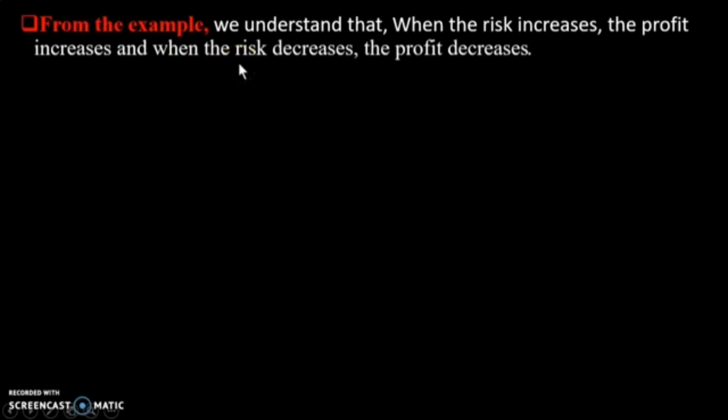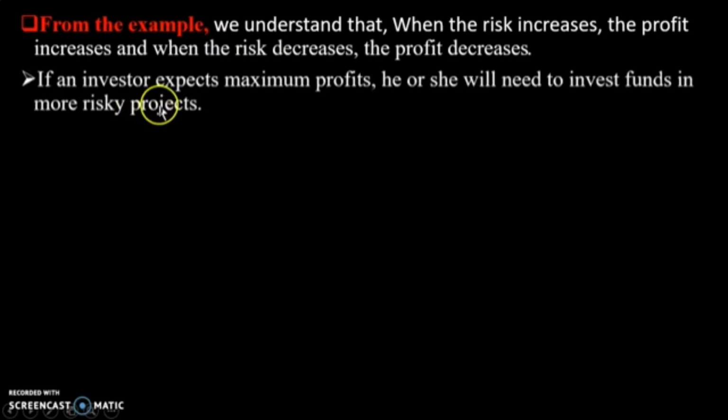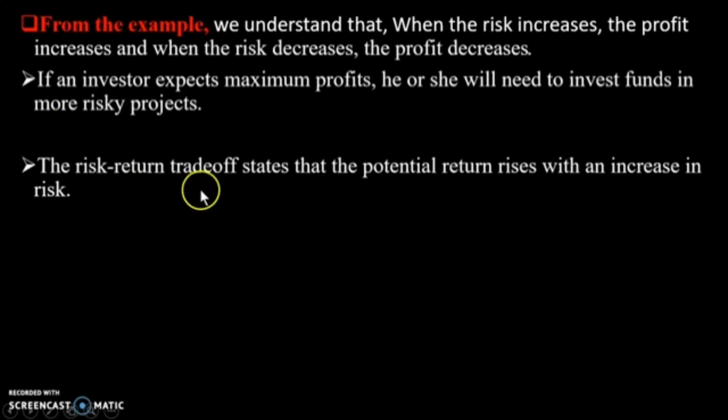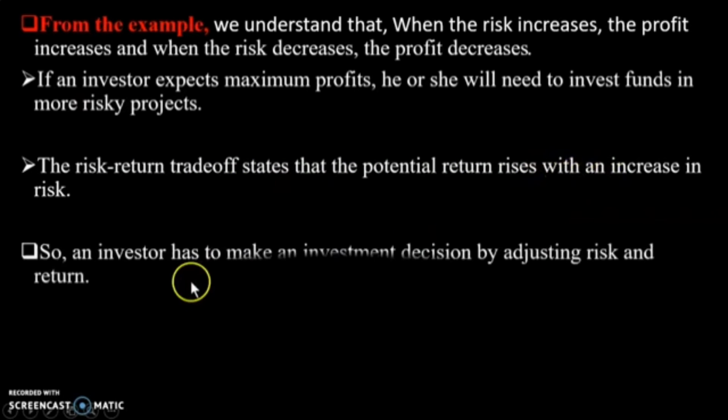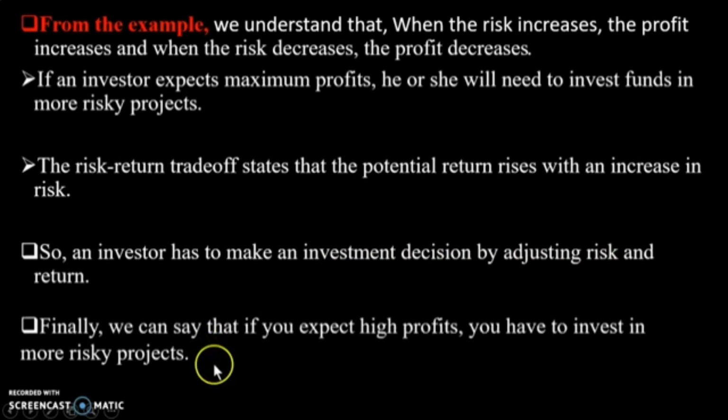From the example, we understand that when the risk increases, the profit must increase, and when the risk decreases, the profit must decrease. If an investor expects maximum profit, he or she will need to invest funds in more risky projects. The risk-return trade-off states that the potential return rises with an increase in risk. So an investor has to make investment decisions by adjusting risk and return. Finally, we can say that if you expect high profits, you have to invest in more risky projects.